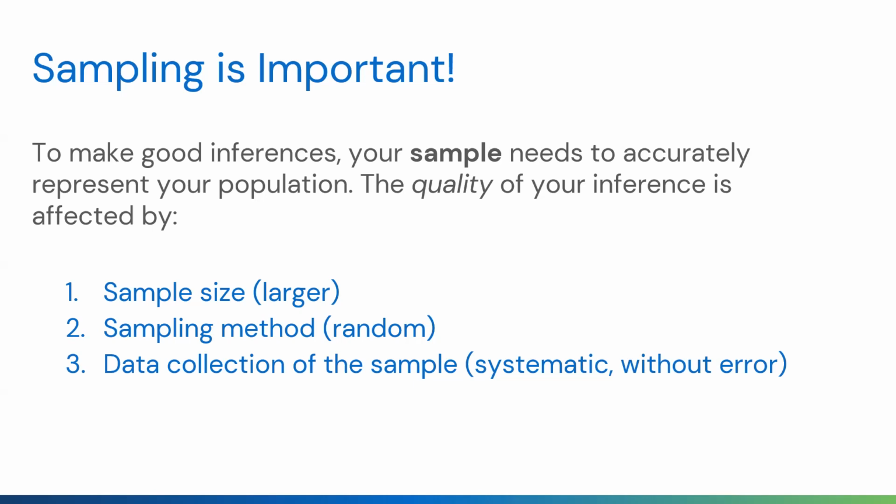But if we have more sample and we've collected that sample in an appropriate sampling method, such as a probability-based approach like random sampling, and we have collected that sample systematically without error, so we have done it the same way for every single person. We've collected the survey in the same way, and they've answered the same questions using the same methods. Then we can increase the quality of our data, and therefore the quality of our inference is improved.